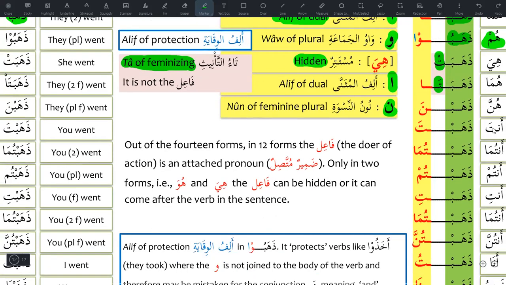Then for the second person, muzakkar, anta. Zahabta. Zahab is fail, verb. Ta is doer of the verb. Ta is fail here, subject here. For dual, antuma, zahabtuma. So this tuma is dual. This tuma is fail here.